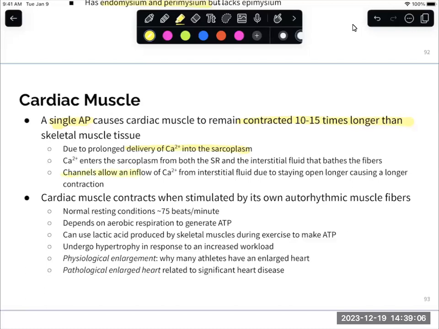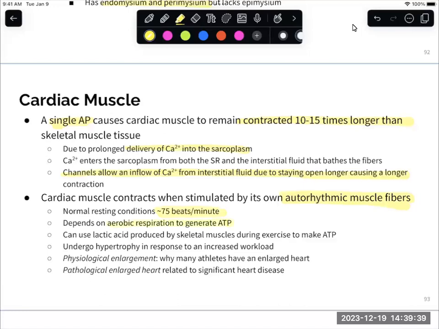And those channels that allow that inflow of calcium from that interstitial fluid stay open longer, causing that contraction to be held longer. Cardiac muscle has its own autorhythmicity cells. It contracts on its own without stimulation from the heart. Without that stimulation, it usually has a resting beat of about 75 beats per minute.